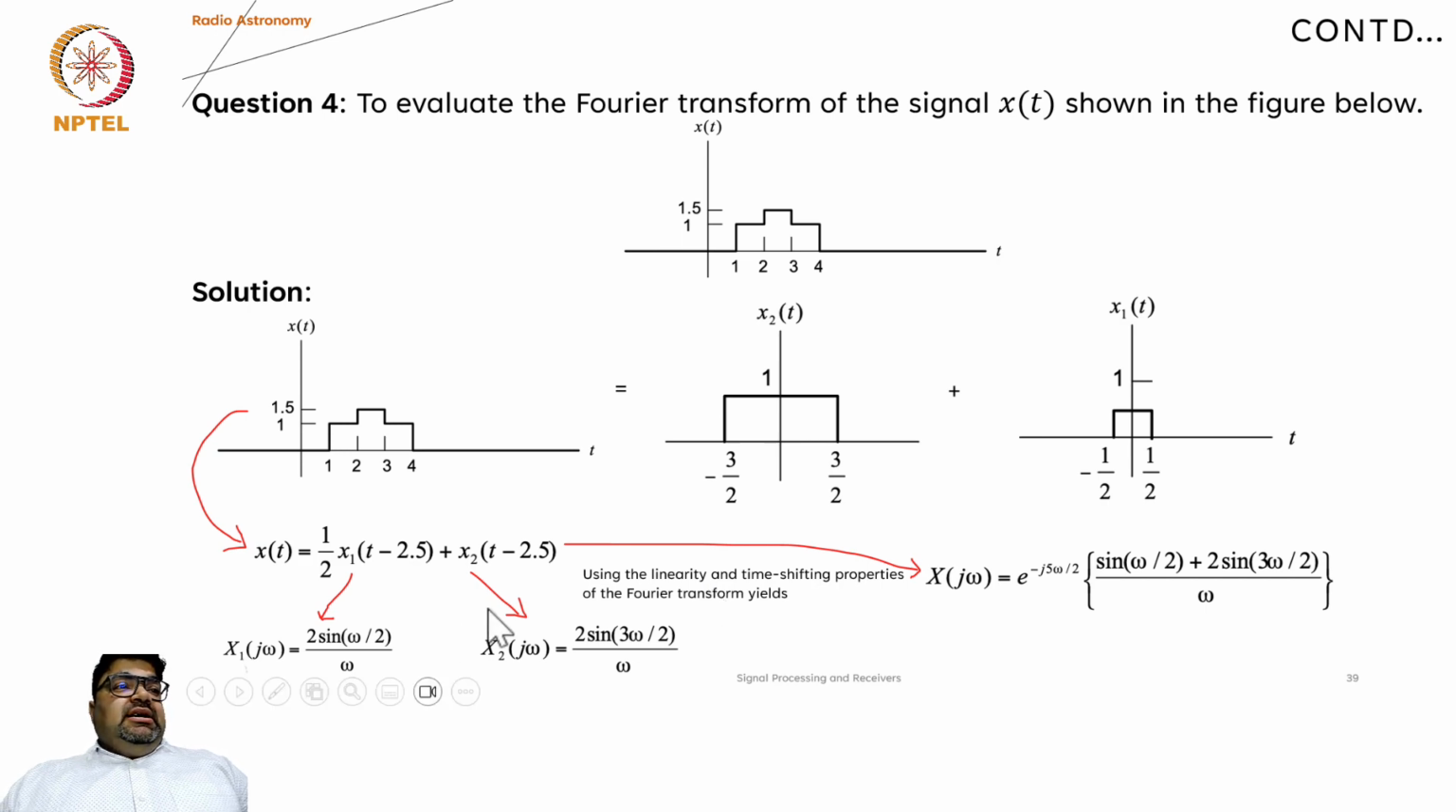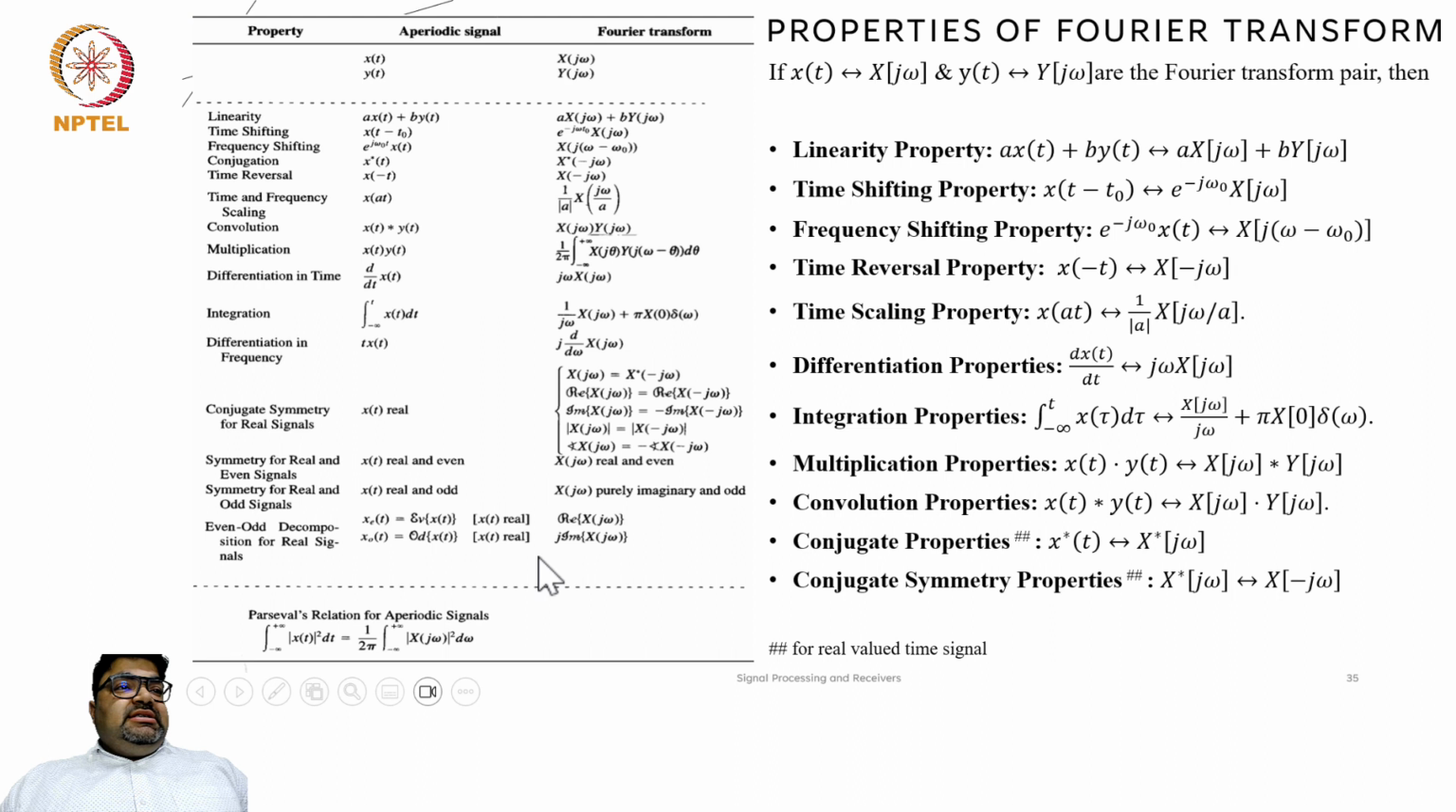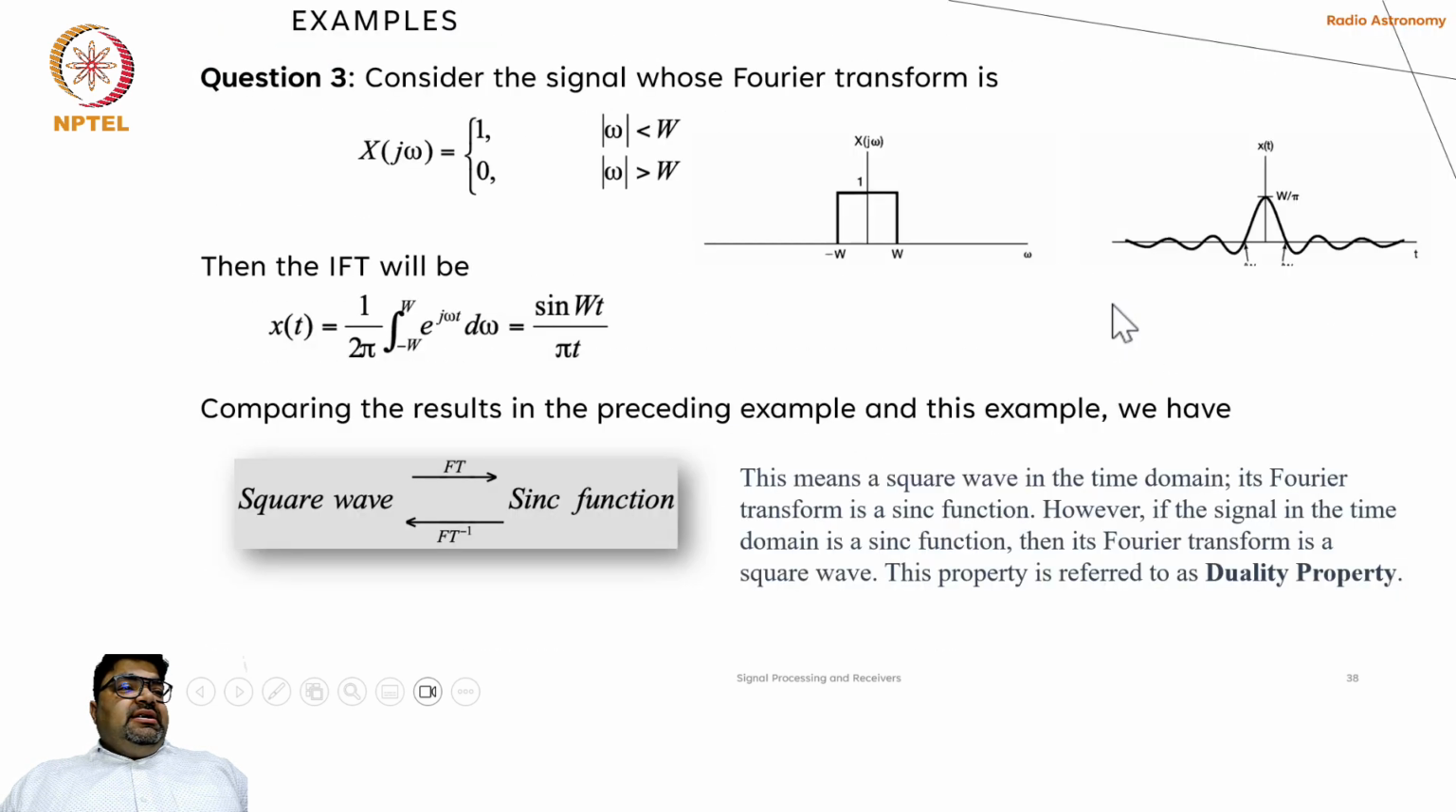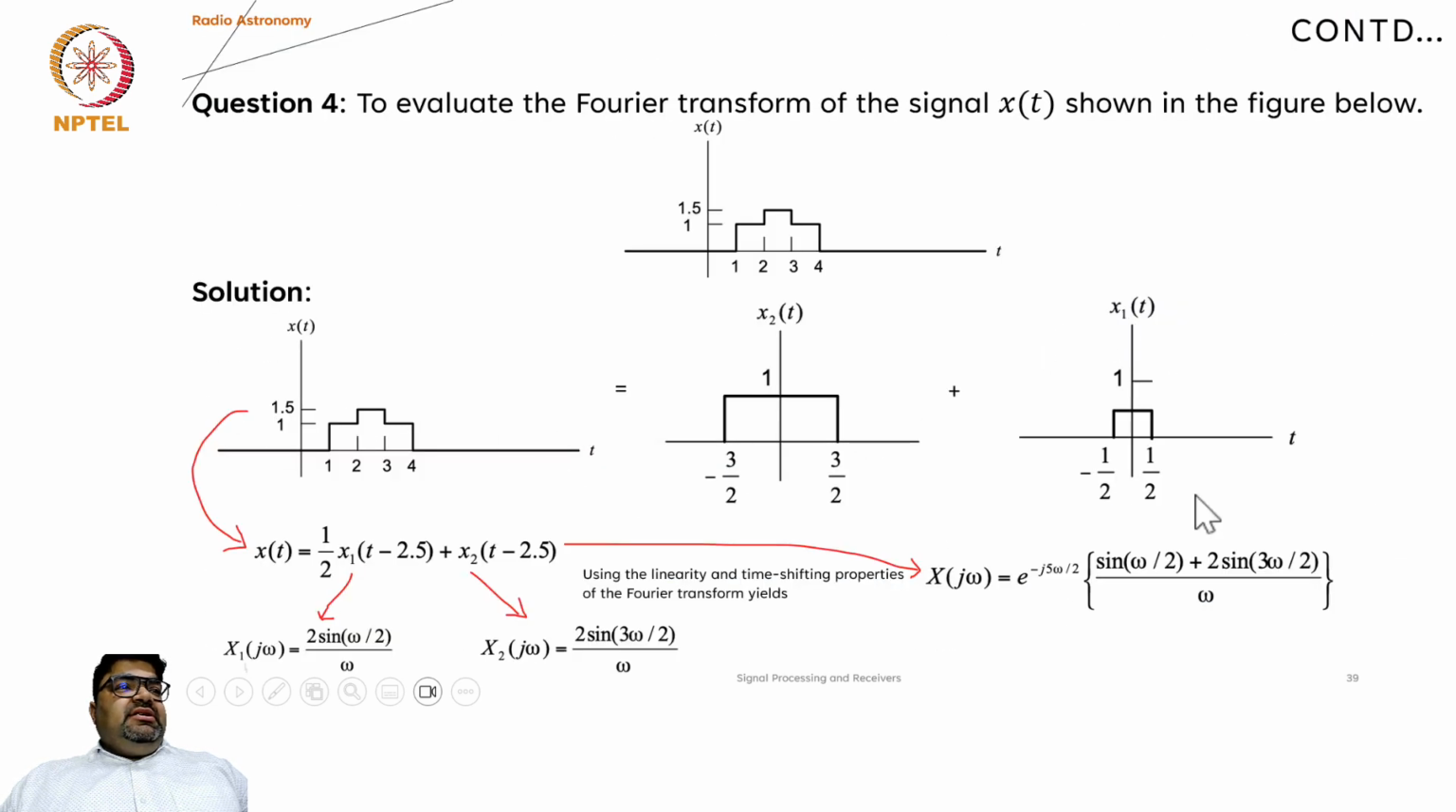So if you follow that property like we discussed earlier, let's go back and show. If you use this linearity property and time shift property, you can basically get the result of this particular question number 4, because they are composites of multiple rectangular waves.